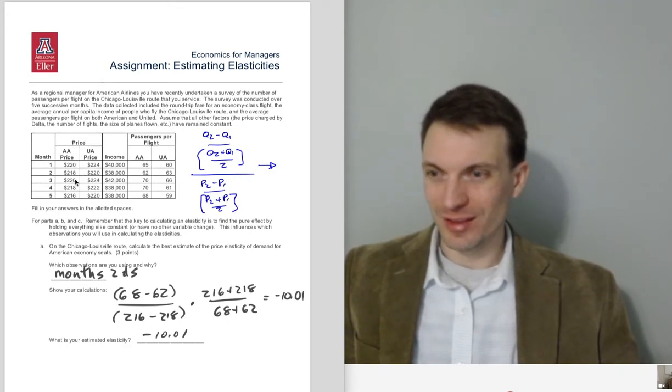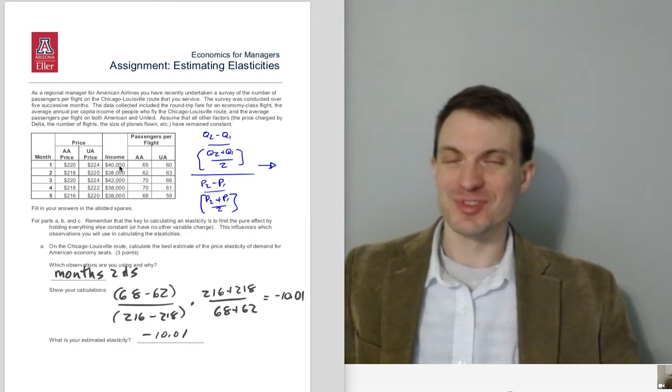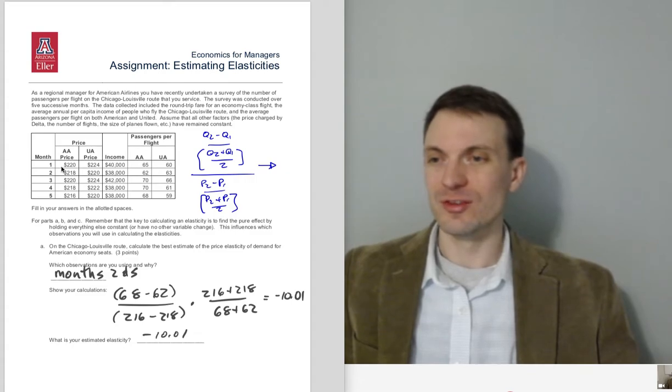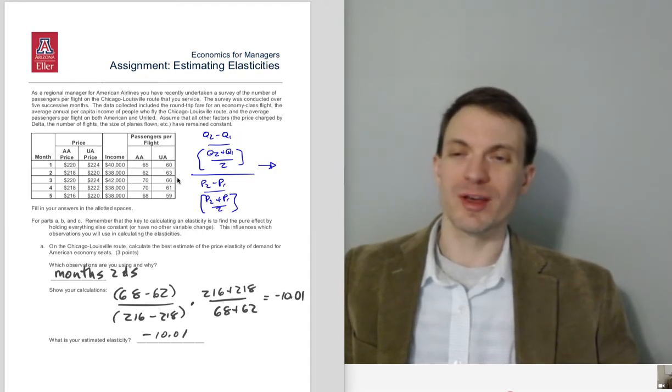Why? Well, price is constant, right? Rival price is constant. Income changes from 40 to 42, right? Between month 1 and month 3, income changes. What about quantity? Yeah, quantity changes. And again, yeah, the rival's quantity changes. Who cares? The big thing is that we're keeping American Airlines' price constant, and we're keeping the rival's price constant. Why do I keep saying who cares?